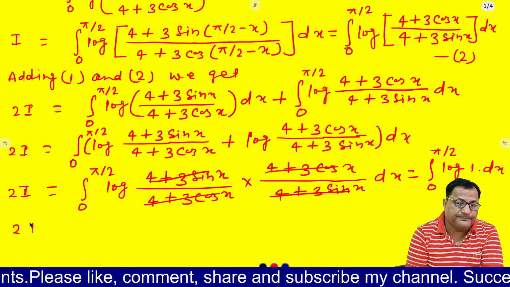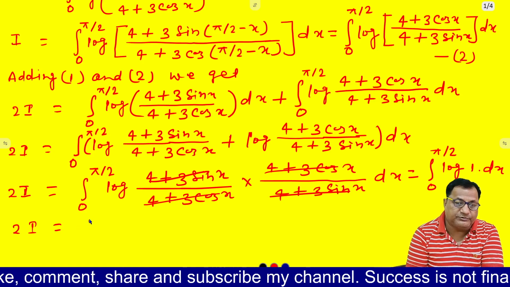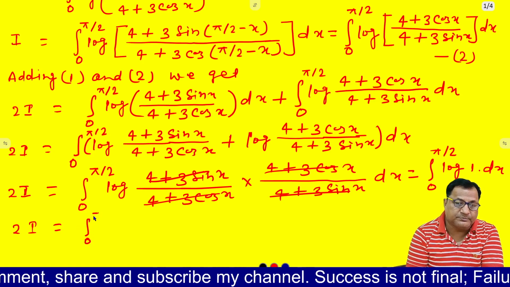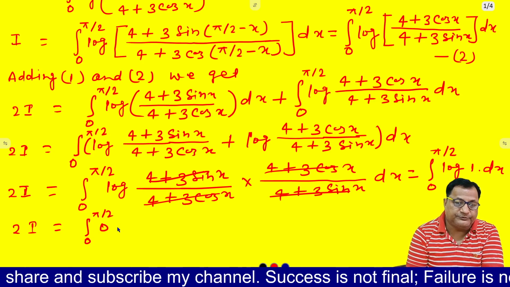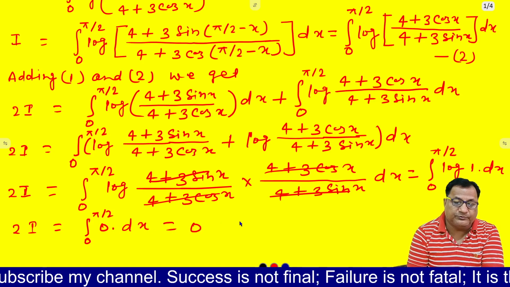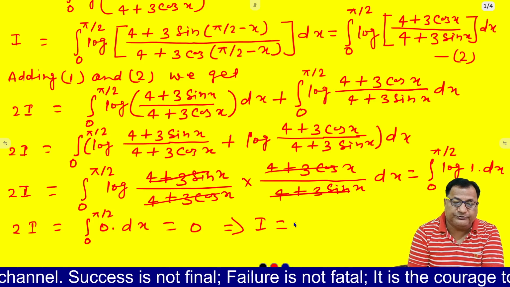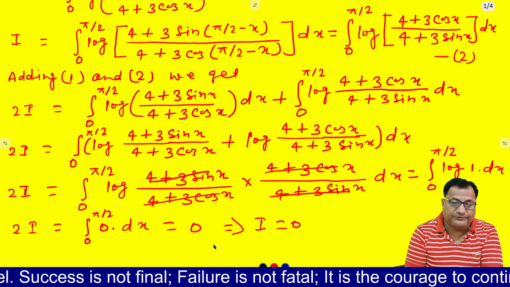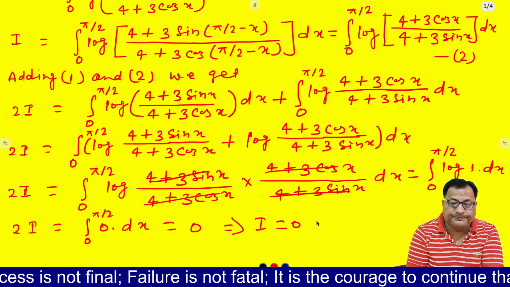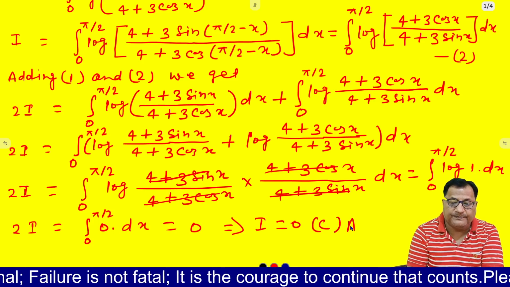2I equal to, log 1 equal to 0, so integral from 0 to pi by 2 of 0 into dx equal to 0. So I is equal to 0. So option C is correct. Yeah, this is the answer.